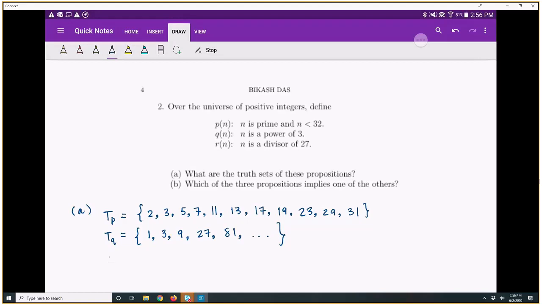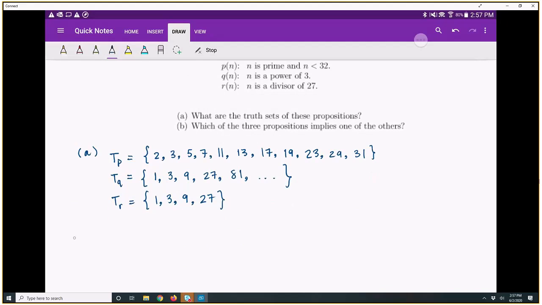And finally, the truth set of R. R is the proposition n is a divisor of 27. So I'll look for the divisors of 27. Well, 1 divides 27. 3 divides 27. 9 divides 27. And 27 divides 27. So the divisors of 27 are 1, 3, 9, and 27.